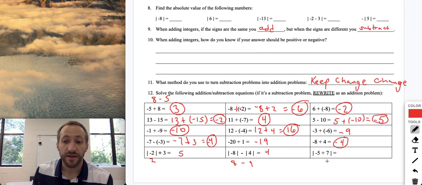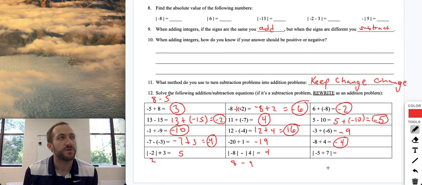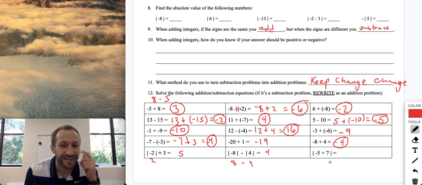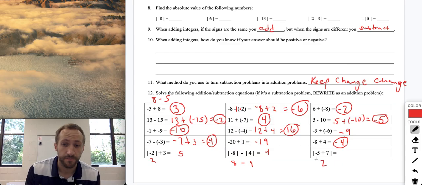Over here, whatever is inside those bars, I'm going to do first. So negative 5 plus 7. So different signs. I'm going to think about subtracting. I'll keep the sign of the bigger number. It looks like the bigger number is positive, so I'll keep a 2. And now I'll take the absolute value of 2, which is just 2, positive 2.